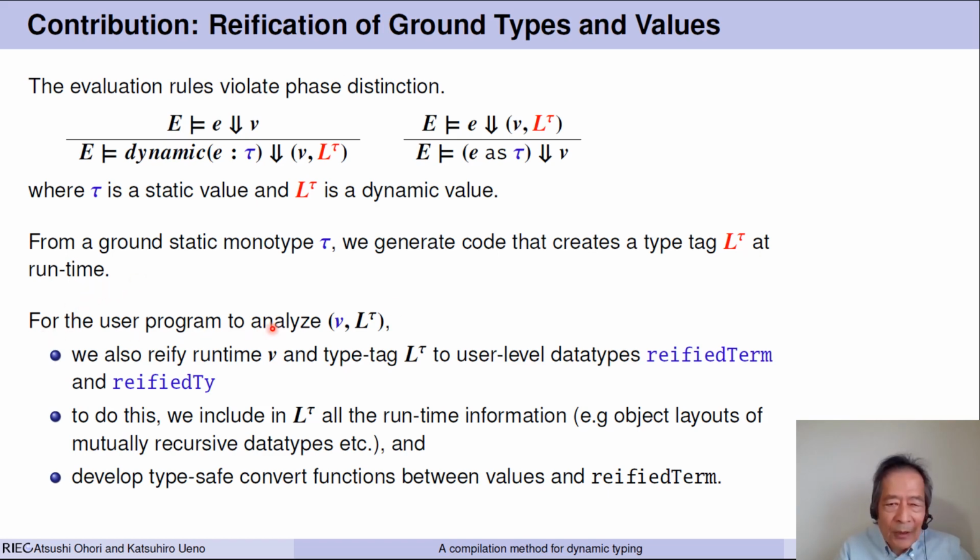Furthermore, for the user program to analyze this dynamic value, which is often needed in various practical programming, we also reify a runtime value v and a type tag L of tau to user-level data types, which we call reified term and reified ty. To do this, we include in this type tag all the runtime information such as object layout, and develop type-safe conversion functions between values and reified term. We should note that this mechanism only works for ground monotypes without type variables.